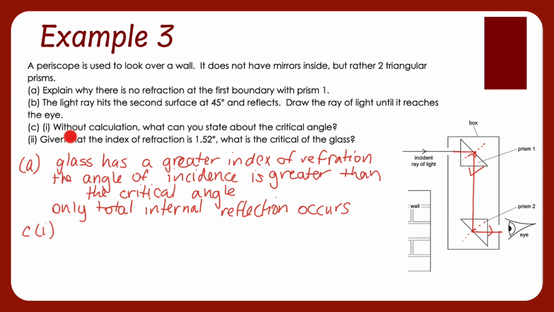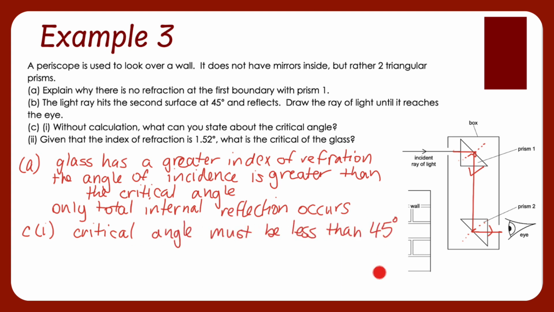Without calculation, what can you say about the critical angle? Well, we know that this is 45. We've already said that if this is total internal reflection, 45 must be greater than the critical angle. I don't know without calculation what the critical angle is. All I know is it must be less than 45 degrees.